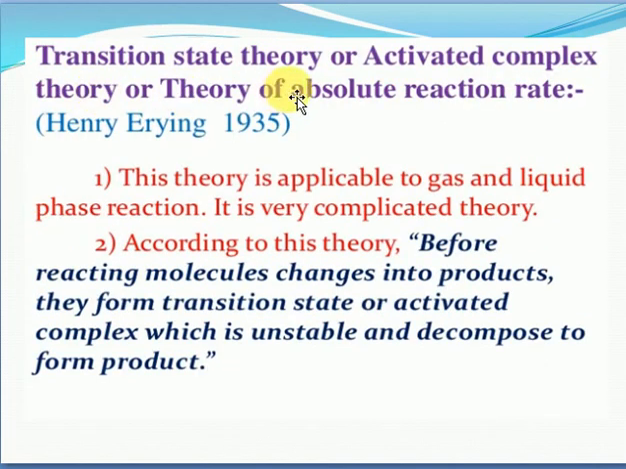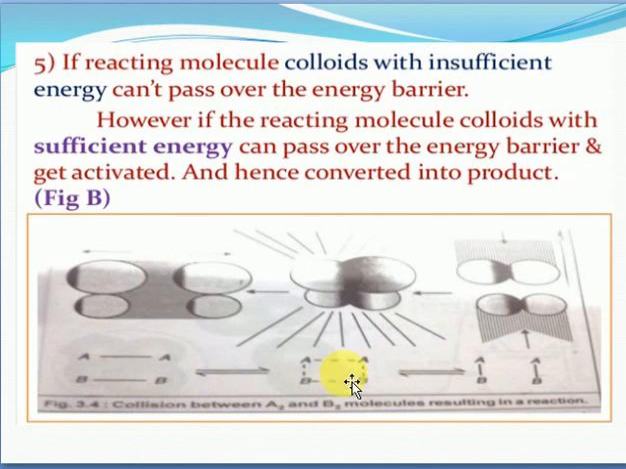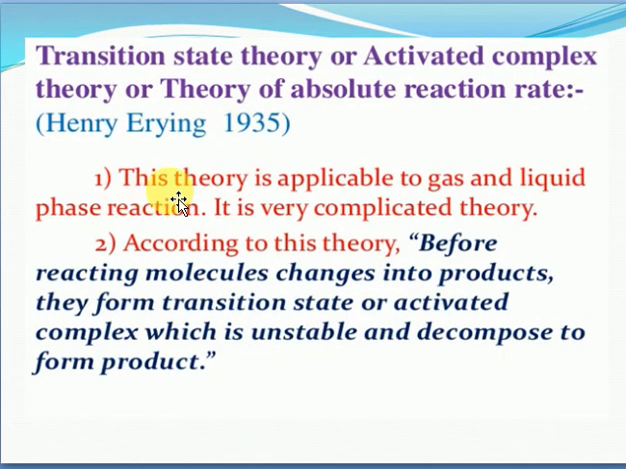Okay, transition state theory, the activated complex. What does transition state theory mean? I said there is an intermediate state, because this is transition state theory. This theory is applied to gas or liquid phase reactions only. It is a very complicated theory. According to this theory, before the reacting molecules change into product, they form a transition state or activated complex, which is unstable and decomposes.